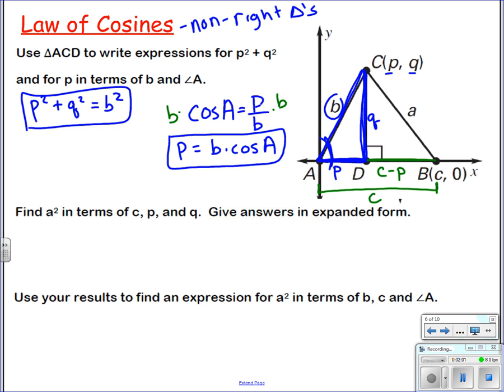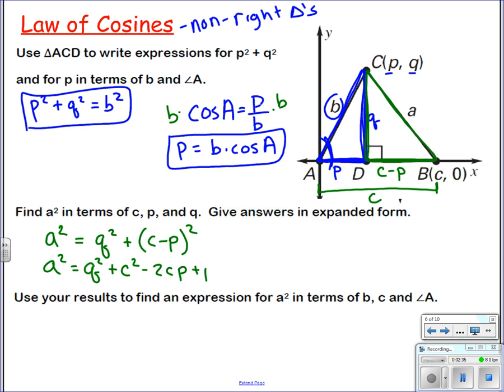Find A squared in terms of C, P, and Q. A squared, well, that's the hypotenuse in triangle DBC. So A squared, the hypotenuse squared, is equal to Q squared, one of the legs, plus (C minus P) squared. Multiplying that out, C squared minus 2CP plus P squared.